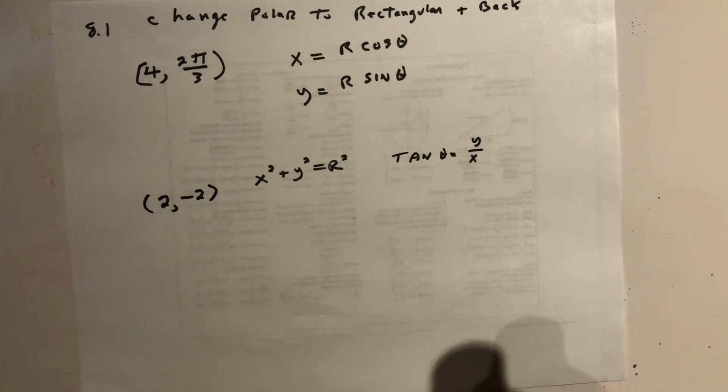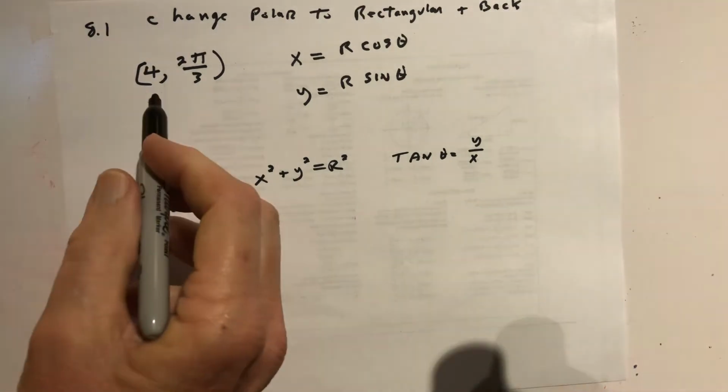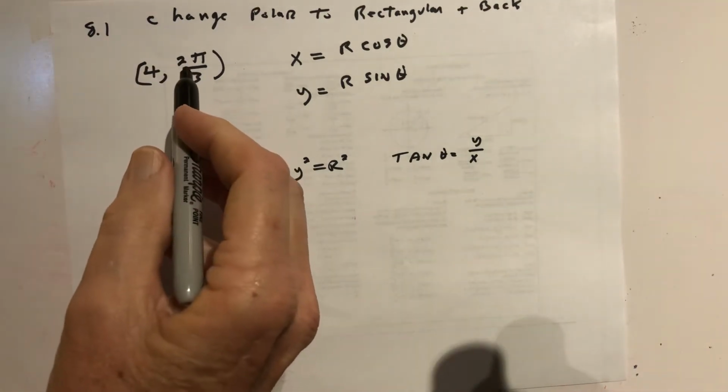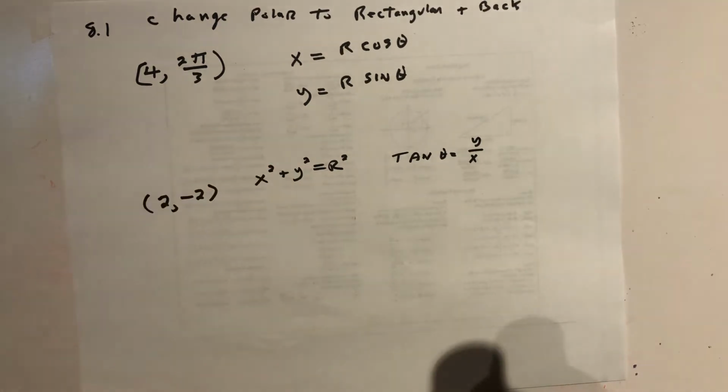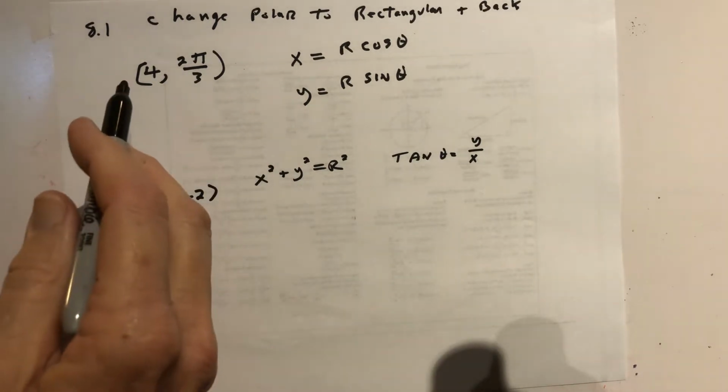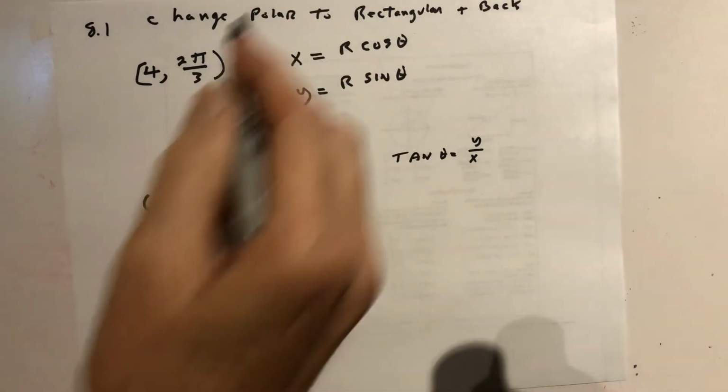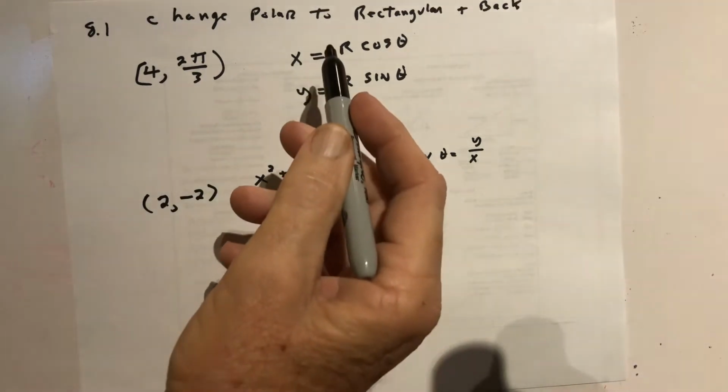Right, here's how we convert from polar to rectangular and the other direction. Okay, we know this is polar because that's an angle, 2 pi over 3. And that's how far from the center we're going to go. And here's the real simple way to do it.